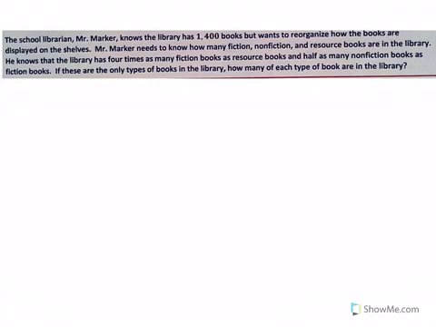Let's look at an example here. The school librarian, Mr. Marker, knows the library has 1,400 books, but wants to reorganize how the books are displayed on the shelves. Mr. Marker needs to know how many fiction, nonfiction, and resource books are in the library. So we're looking at fiction, nonfiction, and resource books, and he has 1,400. He knows that the library has 4 times as many fiction books as resource books, and half as many nonfiction books as fiction books. If these are the only types of books in the library, how many of each type of book are in the library?